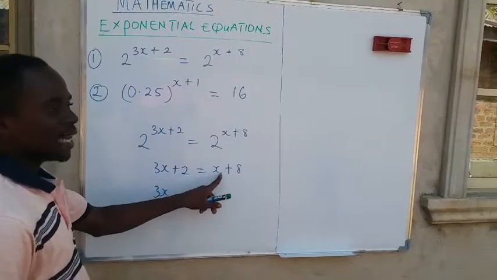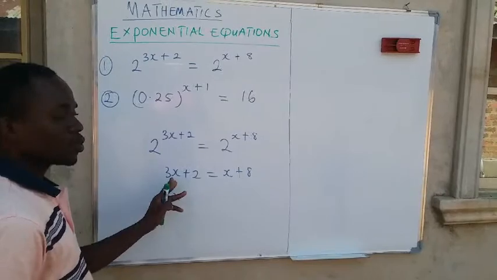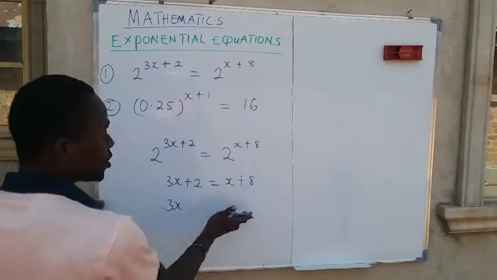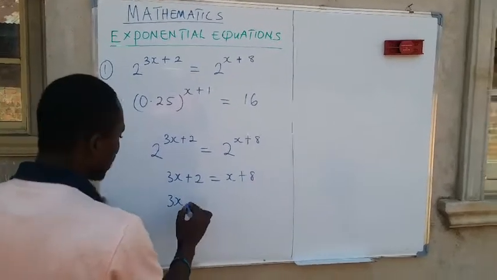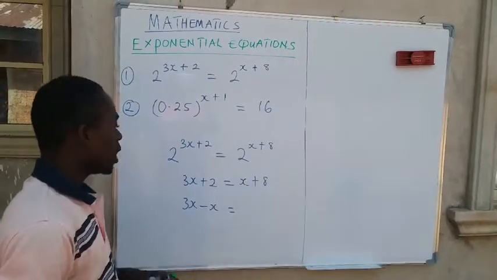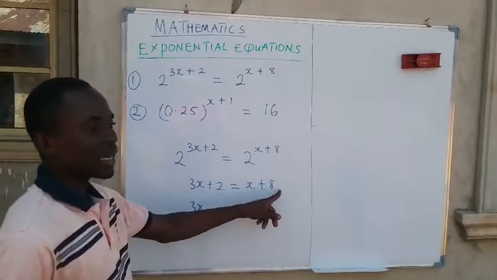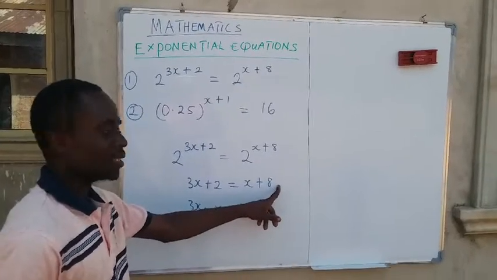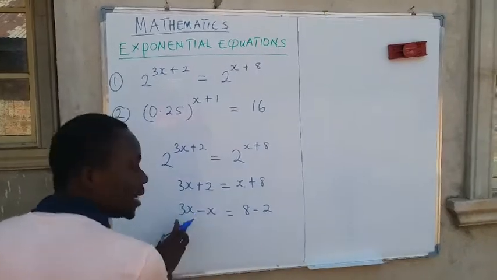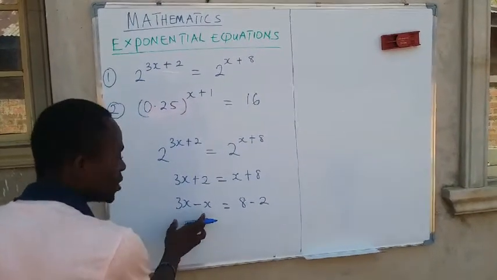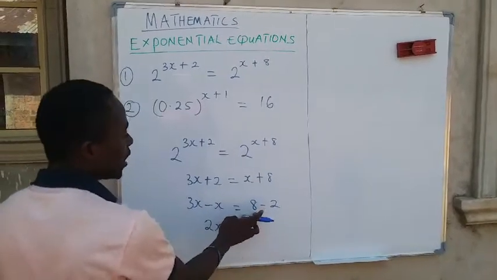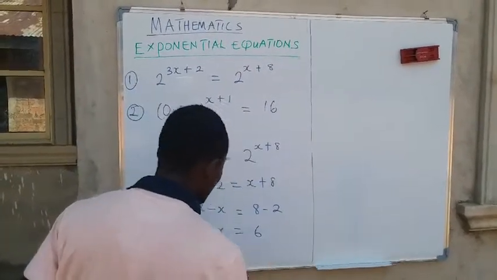We are going to move this x from the right hand side to the left hand side to subtract it from 3x, because it was positive on the right hand side. Because it's crossing the equality sign, it becomes negative. So I have 3x - x equal to, at the same time, I'm going to move this 2, which was positive, to the right hand side so as to subtract it from 8. So that we have 8 - 2. So 3x - x is going to give us 2x, which is equal to 8 - 2, which is 6.